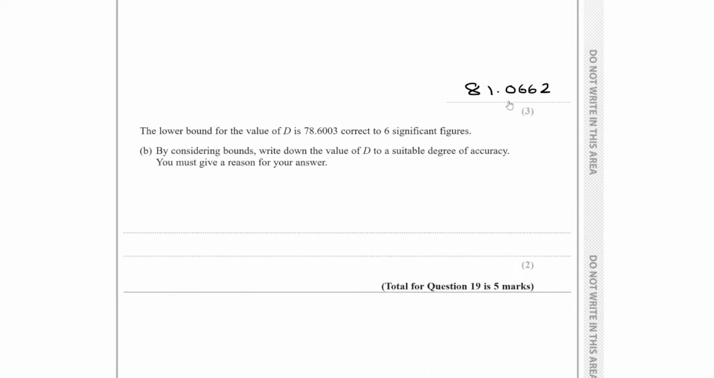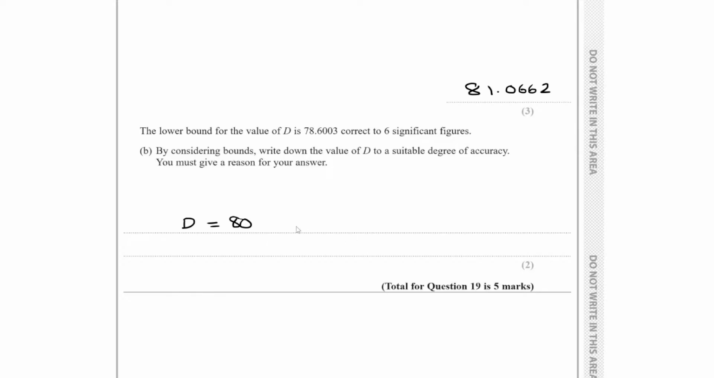So we worked out the upper bound, didn't we? They've then said that the lower bound for the value of D is 78.6003, correct also to 6 significant figures. By considering bounds, write down the value of D to a suitable degree of accuracy, and you must give a reason for your answer. So looking at both 78.6 and 81, what would they both round to? Sometimes it's the nearest 10, sometimes it's the nearest whole number. Sometimes it's like 2 significant figures, 1 decimal place. You know, it could be any kind of level of rounding. You just look at that particular scenario and you go, right, well, what would they both round to? In this case, I think it's pretty obvious. They would both round to 80, wouldn't they?